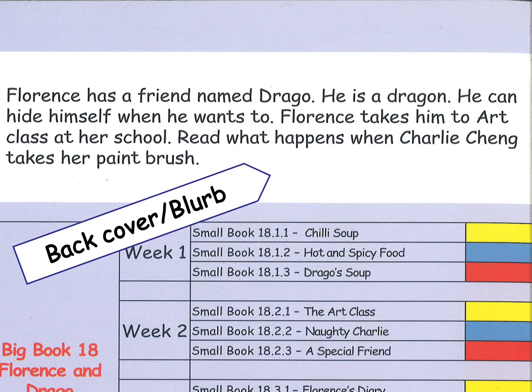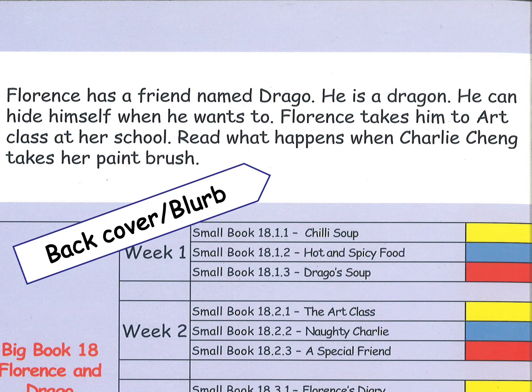And on the back cover we have a little bit of writing here called the blurb, which is a few sentences about the story. It's a summary of what the story is about. Florence has a friend named Drago. He is a dragon. He can hide himself when he wants to. Florence takes him to art class at her school. Read what happens when Charlie Cheng takes her paintbrush.